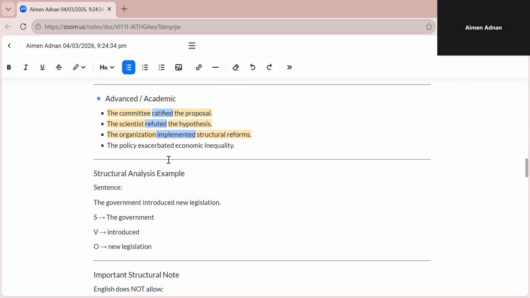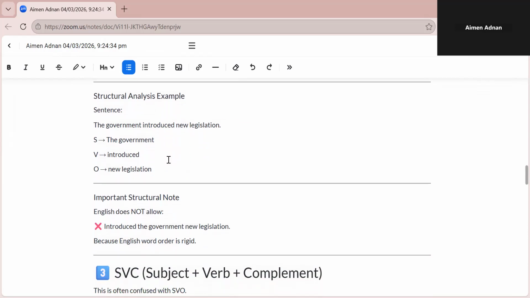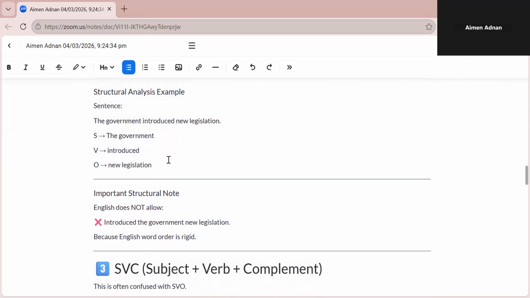Now, in the exam, you may have to do a structural analysis of these sentences. Now, how will you do it? For example, you have the question, the government introduced new legislation. Now you have to write first the subject of the sentence. You write subject and write the subject that you find in the sentence, which is the government. The next you'll identify the verb of the sentence, which is introduced. You'll write it down. And the last you will identify the object of the sentence and then you'll write it down as well.